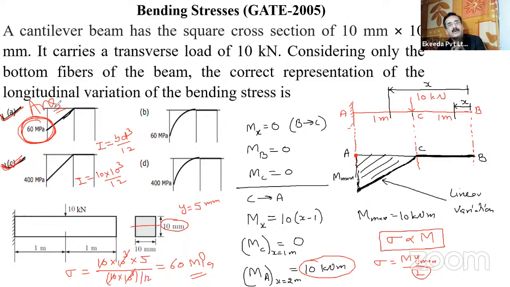So the variation of bending moment and bending stress is the same in this case. That is linear variation. Value may be different, but the variation is similar. From B to C, there was zero bending moment and zero stress. From C to A, straight line variation was there, increasing from C to A, and the maximum bending moment was at A, which is the fixed joint, and that was 10 kilonewton meter. Based on that, using the equation My by I, we have found the maximum bending stress, because the bending moment was maximum, and that was 60 megapascal.